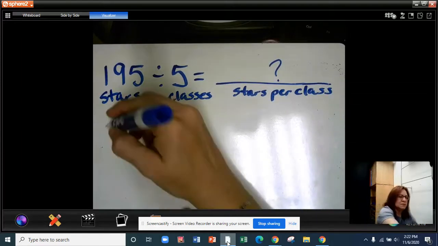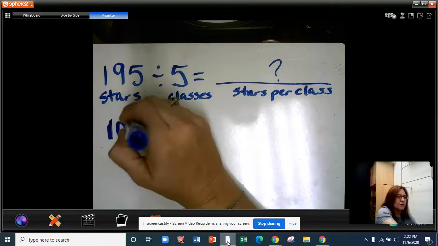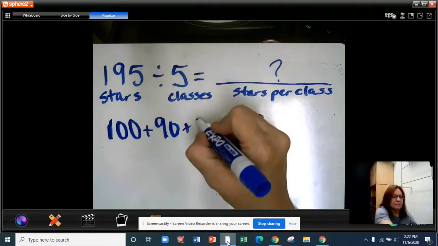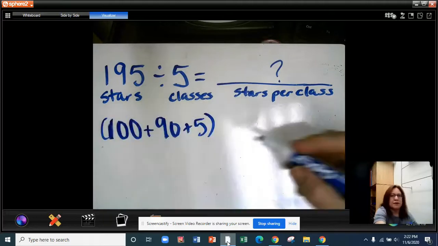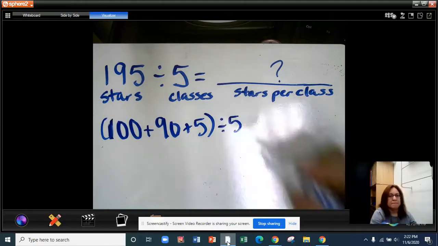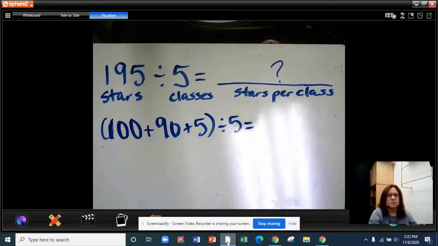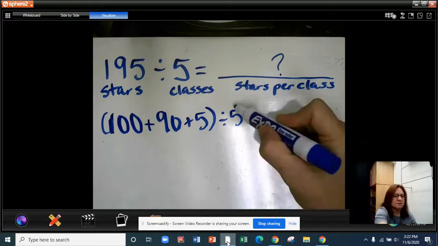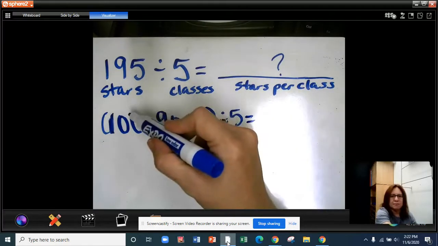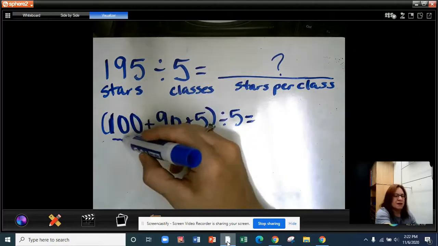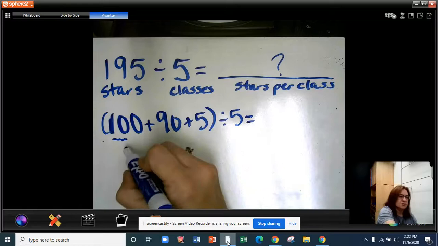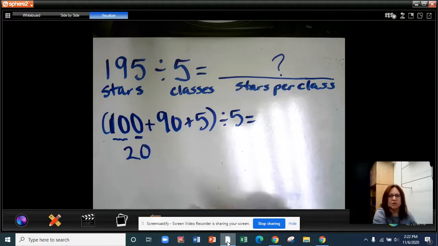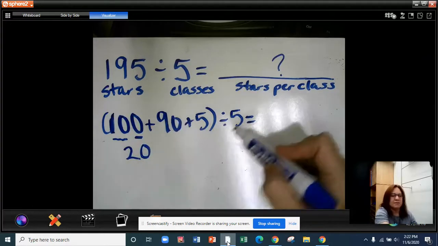Okay, so again, we're going to split this number. We have 100, we have 90, and we have 5. And we are dividing by 5. Okay, so you've split it up with your place values. Okay, how many times does 5 go into 100? Or how many times does 5 go into 10? It goes in there 2 times, right? And then we have to add this 0. So 5 times 20 is 100, or 100 divided by 5 is 20.